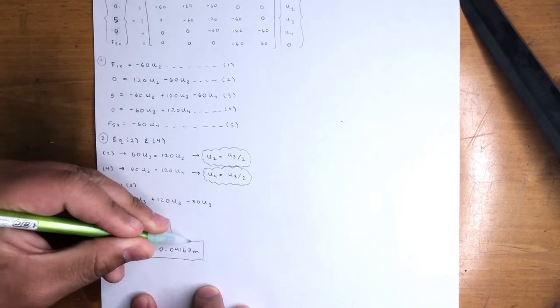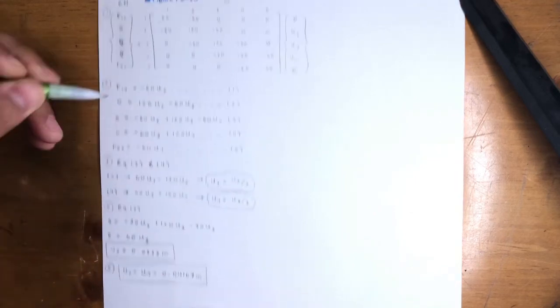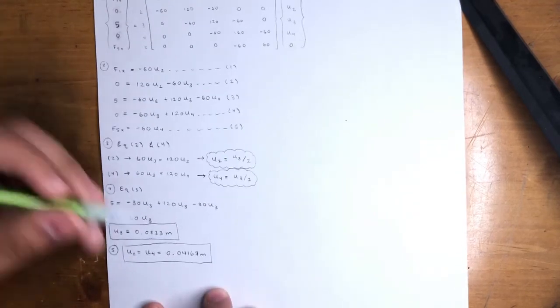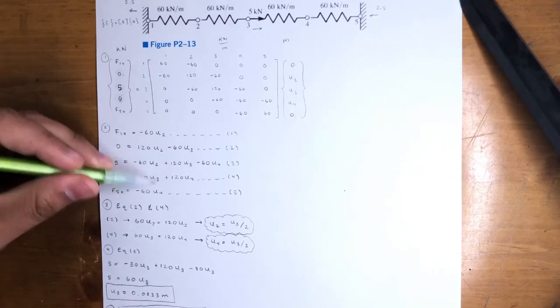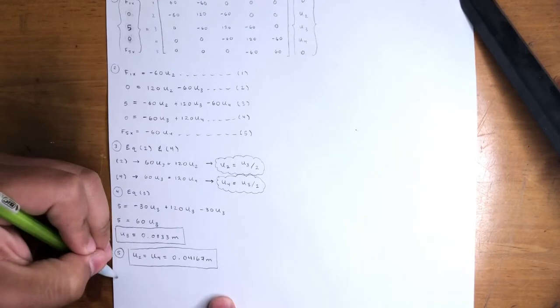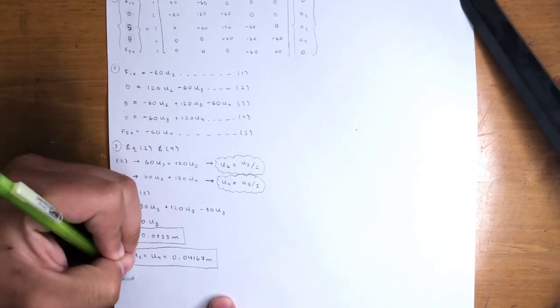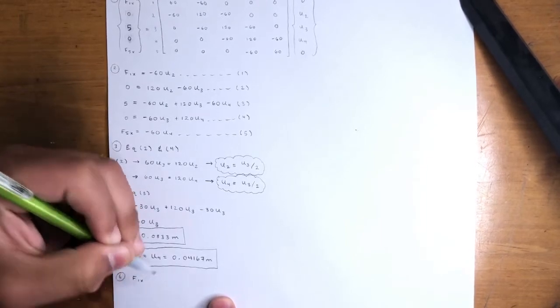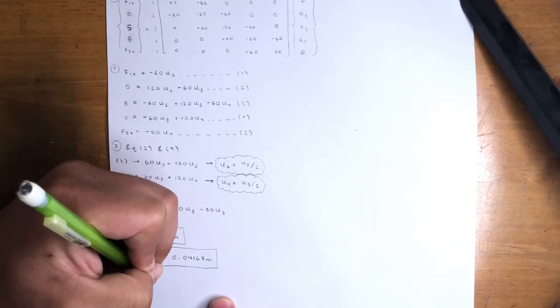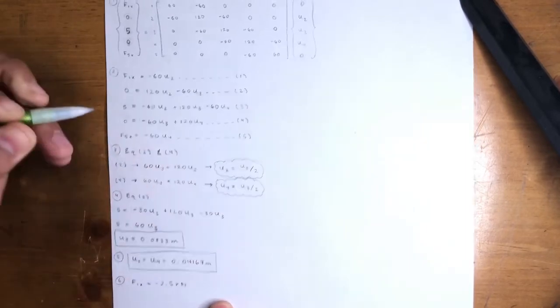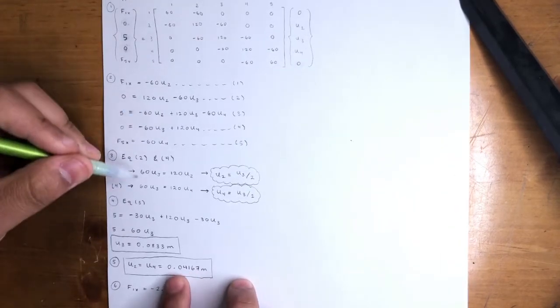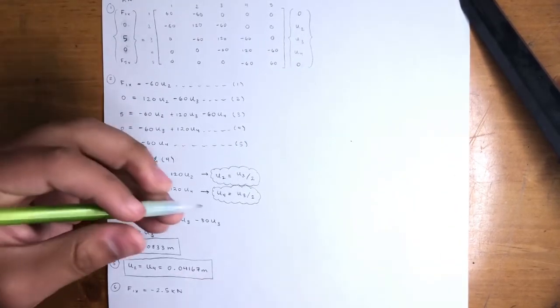So we got all displacement values. Now we could go ahead and find the forces, just by plugging into equations 1 and 5 for U4 and U2, now that we have them. F1x is equal to negative 2.5 kilonewtons once you multiply U2 times negative 60 to each one.